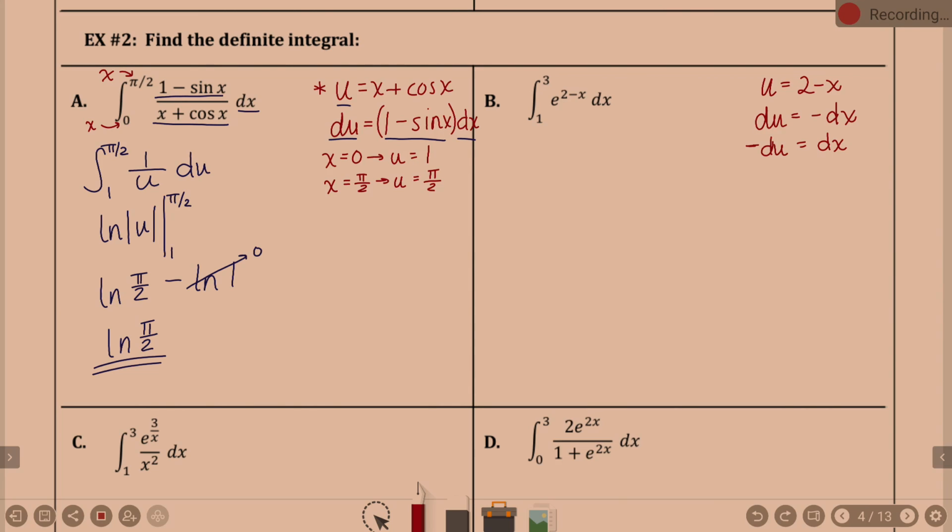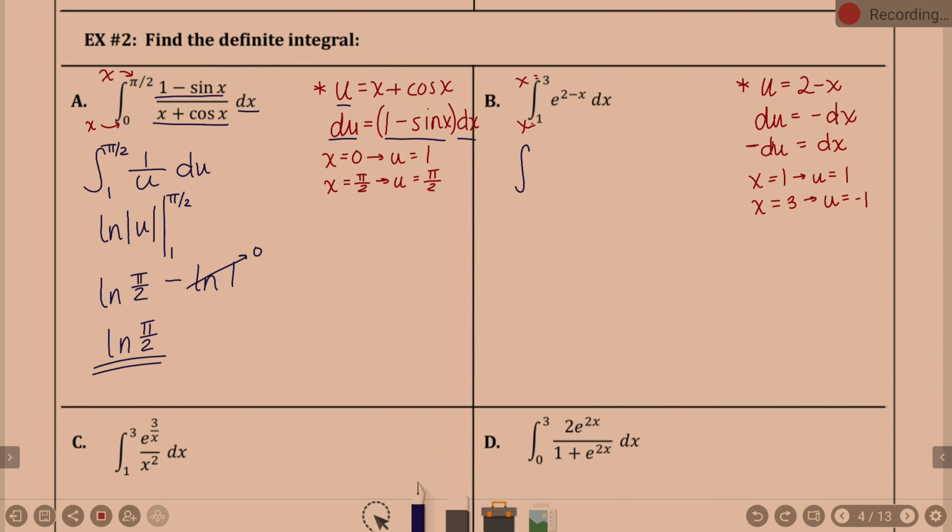Okay. Also, remember, these are x's, right? So, if x equals 1, what is u? 2 minus 1, which is 1. If x is 3, what is u? 2 minus 3, which is negative 1. Okay.